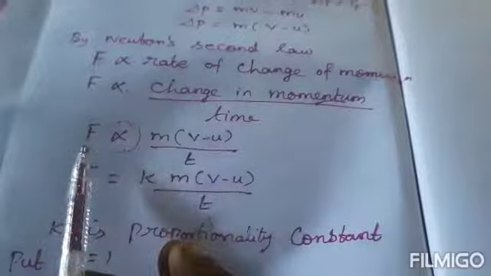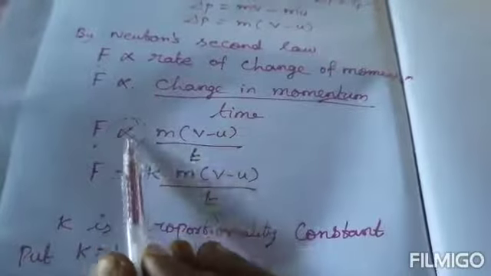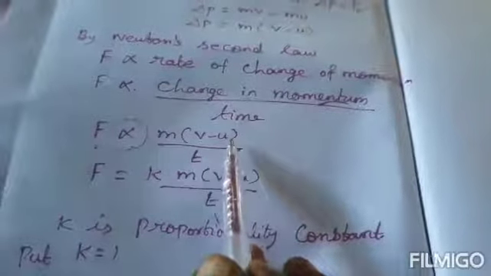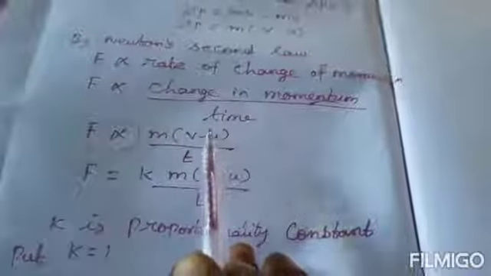Once again, Newton's second law definition: force acting on a body is directly proportional to the rate of change of momentum of a body, and the change in momentum takes place in the direction of force. Okay, first you have to write the definition.